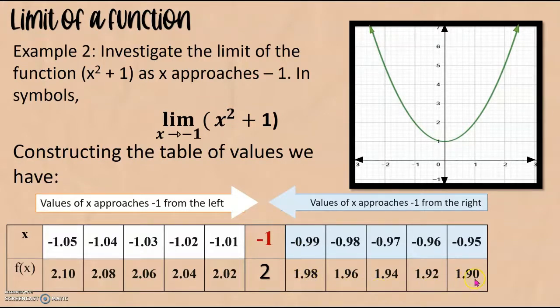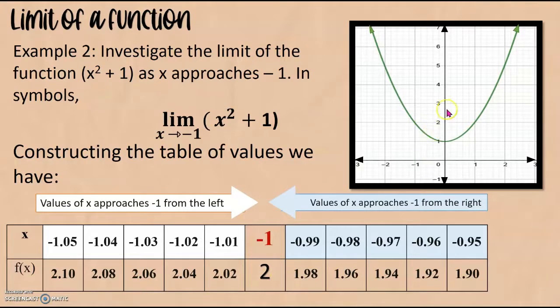Now we can also see that as x approaches negative 1 from the right, the values of f of x also approach 2. Therefore, the right-hand limit of our function as x approaches negative 1 is 2.